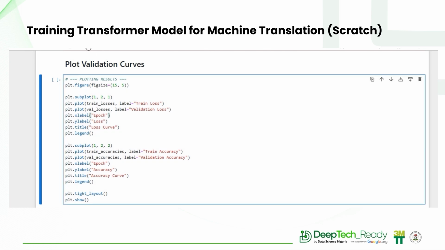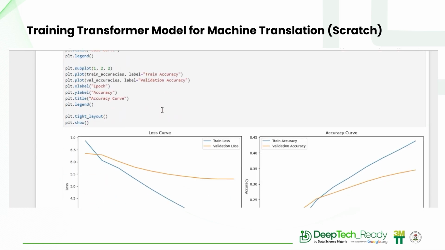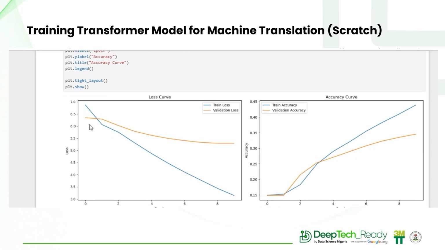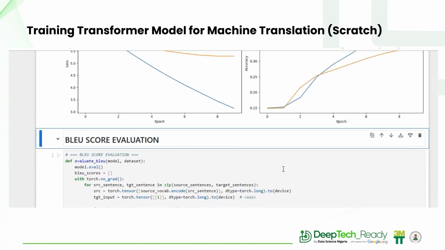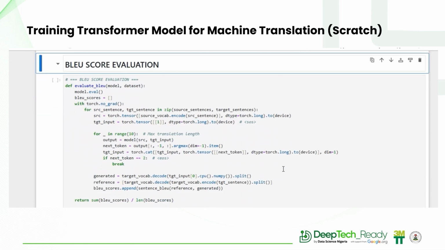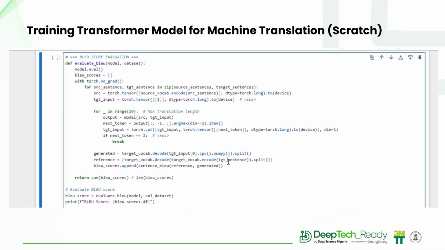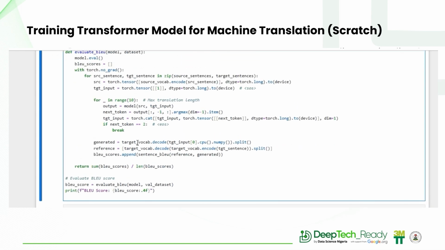So just for a few epochs, we can see that as we progress from the first epoch to the last epoch, the loss is getting smaller, and the accuracy is also improving. And then this is where the BLEU score evaluation is computed. Remember, I said running this, the code that computes the BLEU score, like we said, we are simply training on a very small amount of data. So even if we run this, the BLEU score is going to be very small.